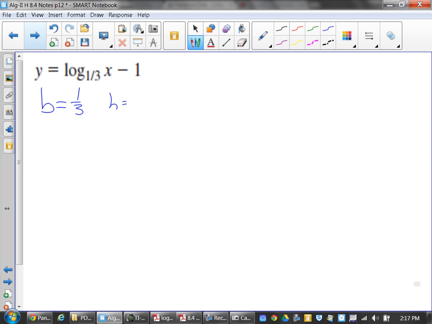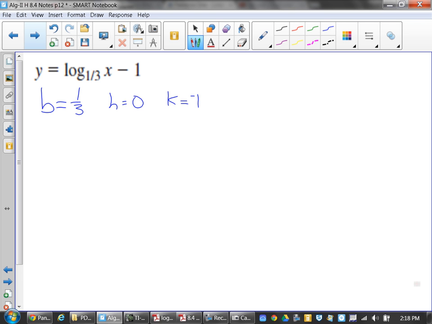It's 0. Is there parentheses? No. That means your h value is 0. The x minus h will always be in parentheses. If you don't see parentheses, your h value is always 0. My k value is -1.